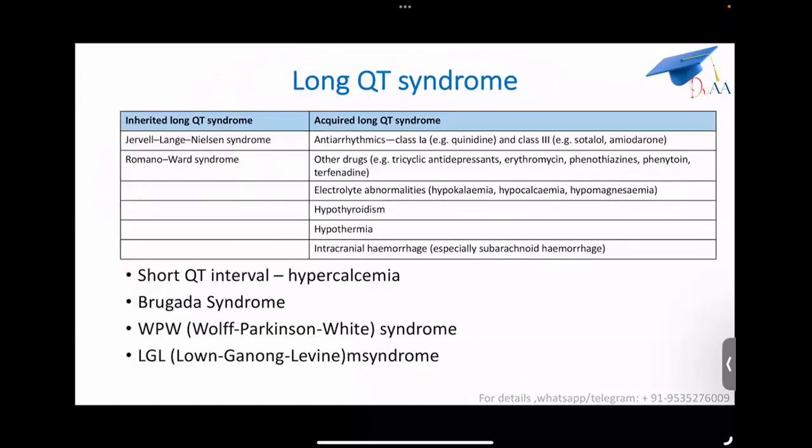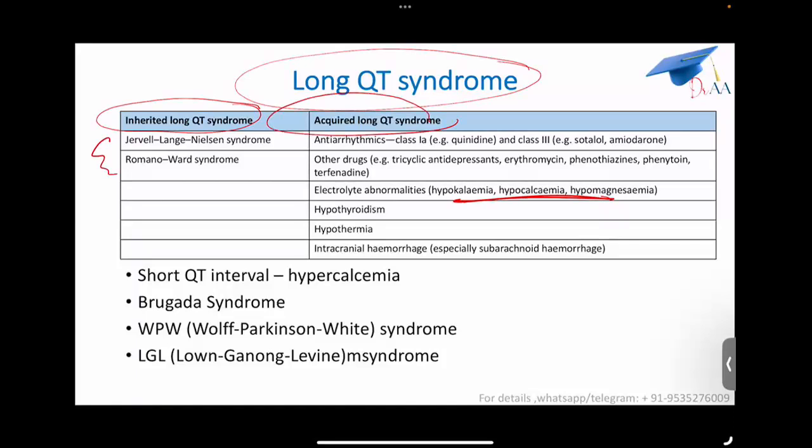Coming to long QT syndrome, here the QT interval is increased. We have seen how it happens in the ECG classes, and in the electrolytes we discussed, we know that there are 3 electrolytes which cause prolongation of the QT interval. There might be inherited causes like mentioned here. There might be acquired causes. In acquired causes, the electrolytes are very important, including hypothyroidism and hypothermia. These are important, and drugs you need to remember.